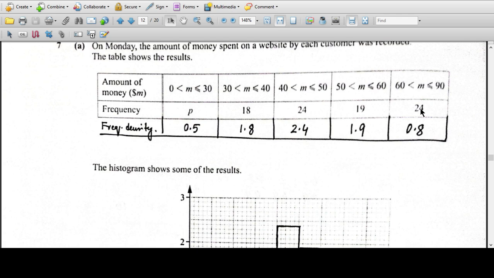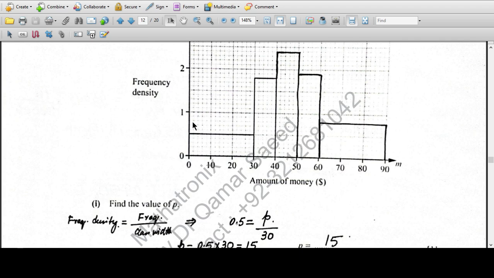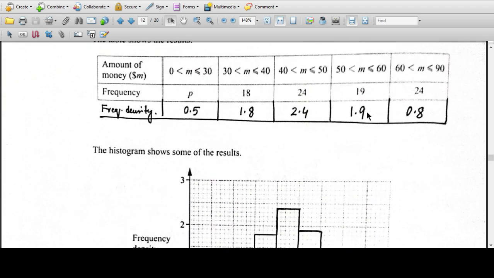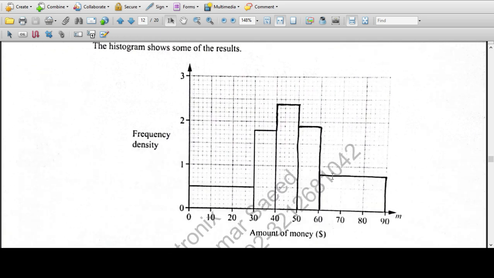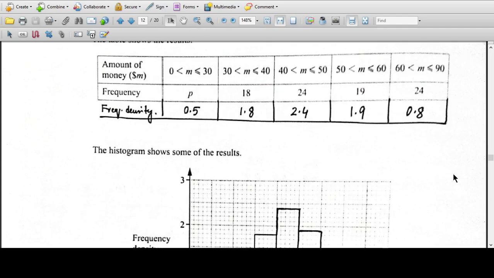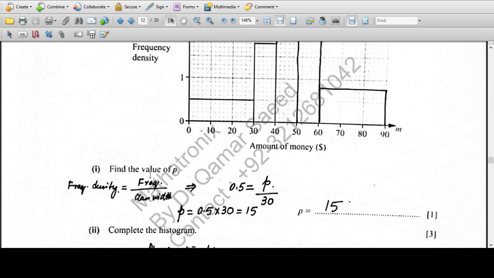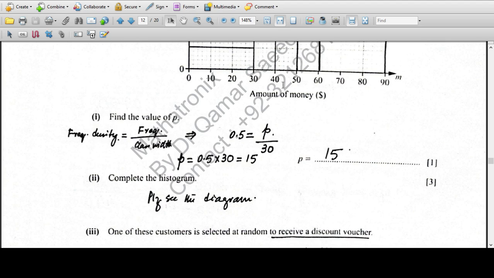So 24 divided by 30 is 0.8. Because the class width is quite large here, it is 30. The class width here is 10, 10, 10, and here 30, and here again 30. So here we have 0.8, from 60 to 90 for this band. The histogram completes here, and the value of P is obtained.